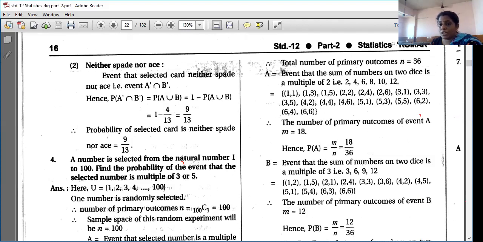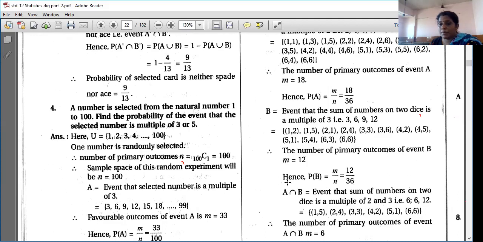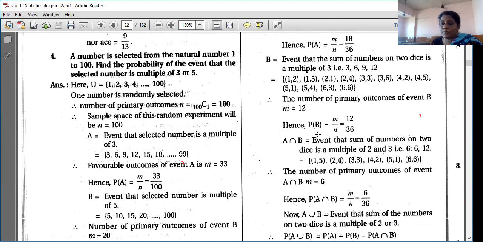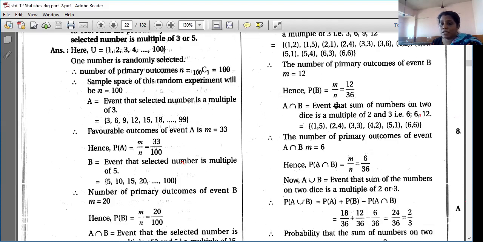Okay, now P of B is a multiple of 3, that is 1 2, 1 5, 2 1, 2 3, 2 4, 3 3. For a multiple of 3, the sums should be numbers from the table of 3, like 3, 6, 9, 12. So 3, 6 and so on should come. Okay, on adding, numbers from the table of 3 should come. So that is m equal to 12, P of B is m upon n, that is 12 upon 36.